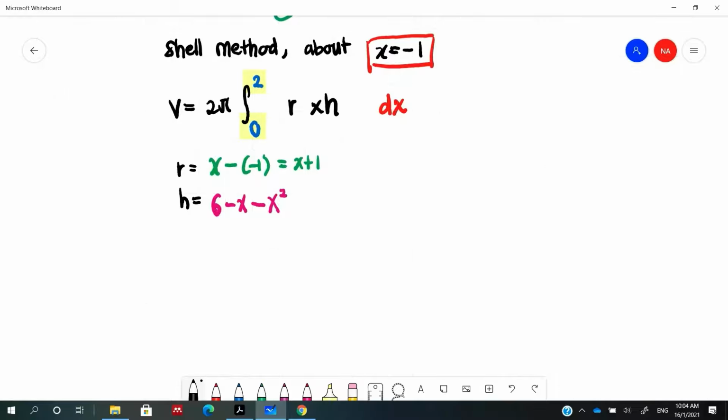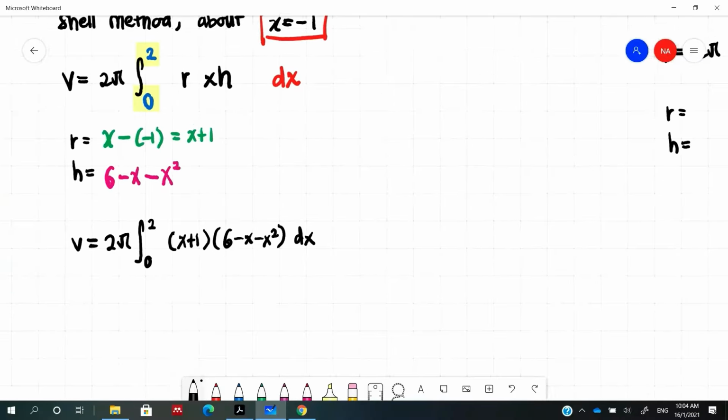Now we can substitute inside the formula for volume. It will be something like 2 pi, integrated from 0 until 2. The radius should be x plus 1, and the height should be 6 minus x minus x squared, dx. We know that everything should be in terms of x now. We don't have any terms with y. So that's it.